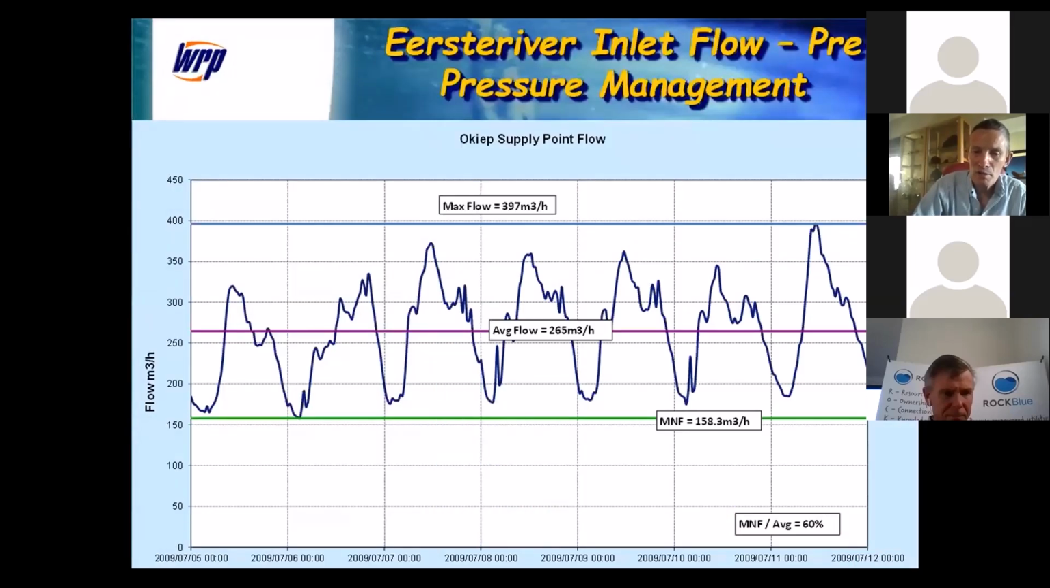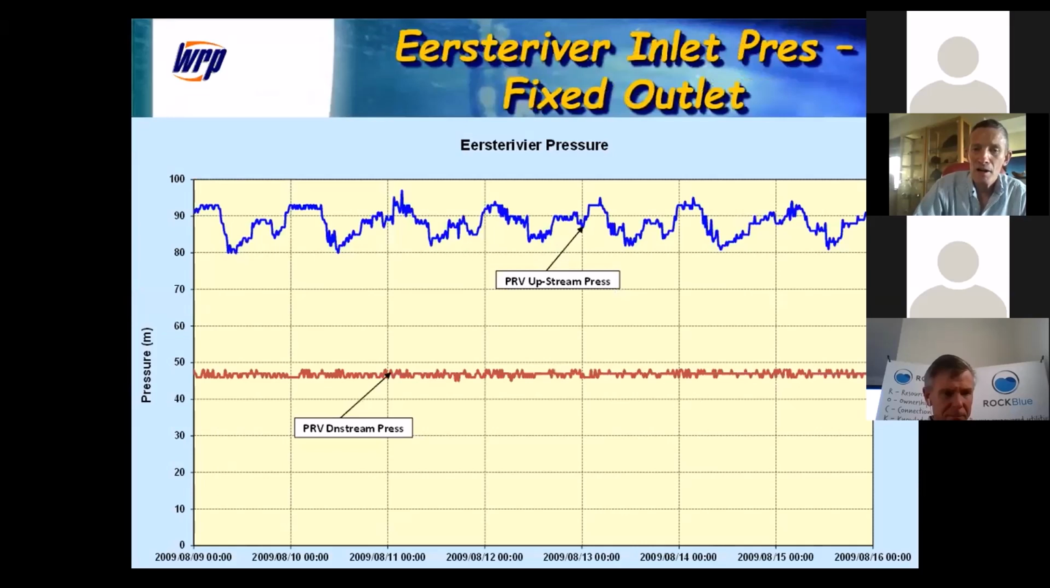We had a minimum night flow originally in the zone of about 158 cubic meters per hour, which had a minimum night flow divided by average daily flow of 60%. So it was a very high leakage zone. We put in a fixed outlet pressure reducing valve, and we set it initially at about 47 to 48 meters.